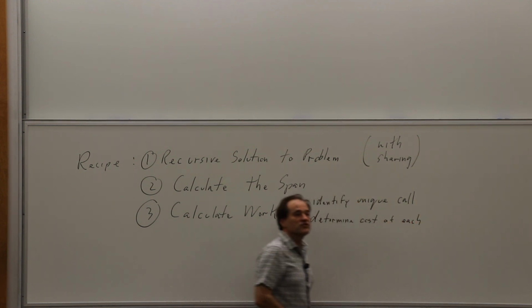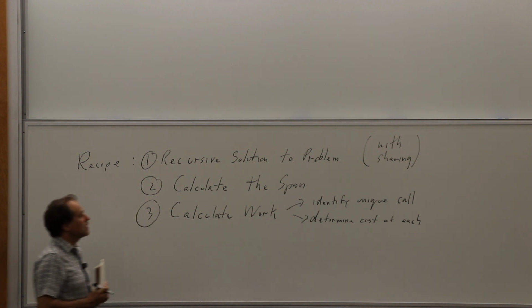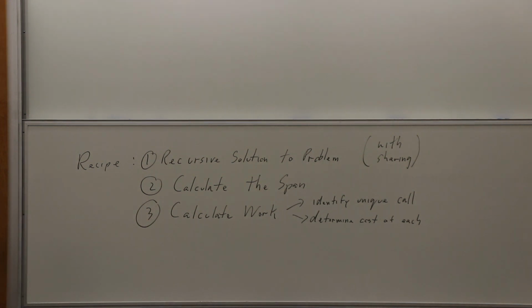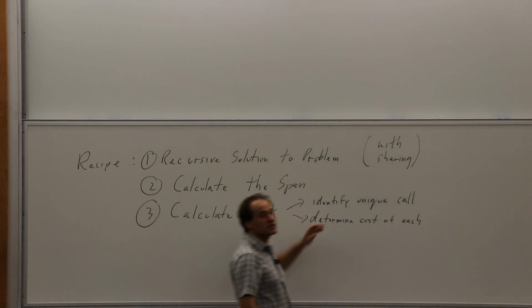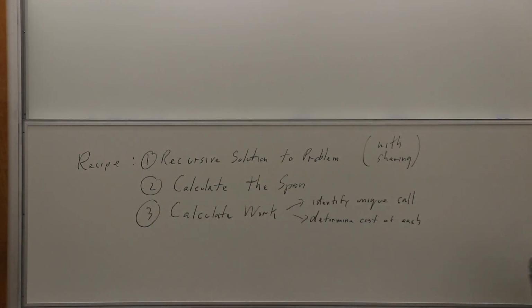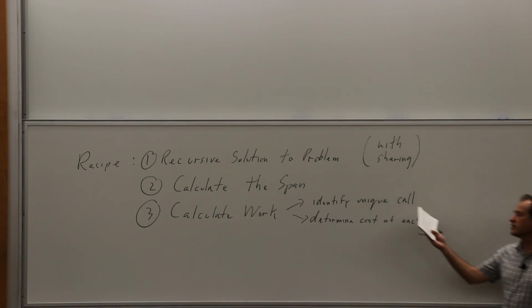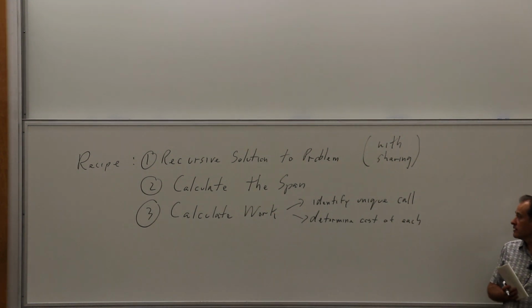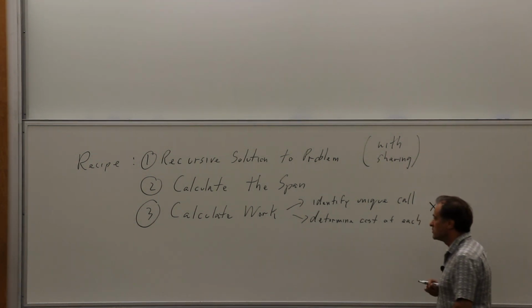And most of the time we can just multiply this. We can figure out how much each unique call costs, determine the cost of each of them, and just multiply those, and that gives us the work. By unique function calls, I mean ones which have the same arguments, and we'll talk a little bit more about that. And then that gives us our solution of the work. So this is most of the case.